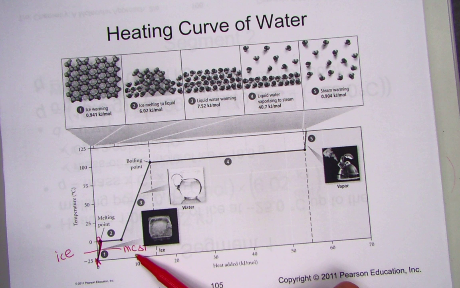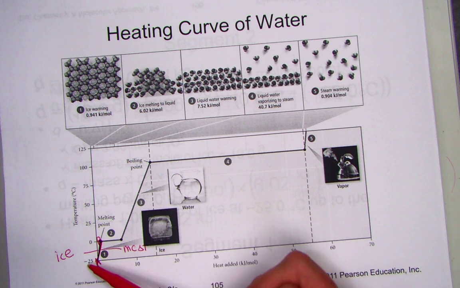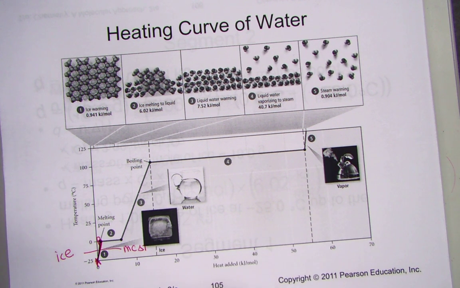Keep in mind, my friends, that we have a different value for specific heat depending on the phase of our water. We know that when water is a liquid, 4.18 joules per Kelvin mole is our specific heat constant, but ice and steam will have their own values.